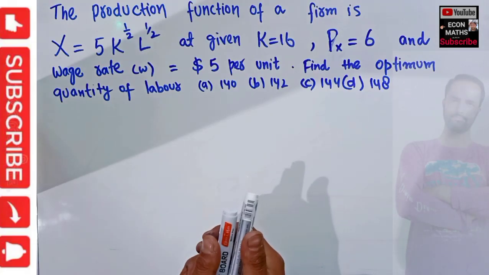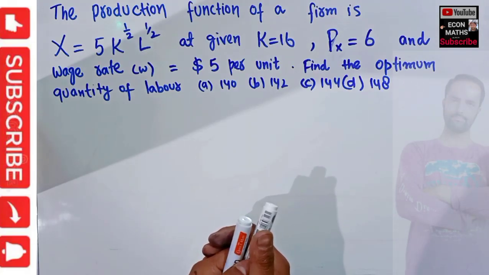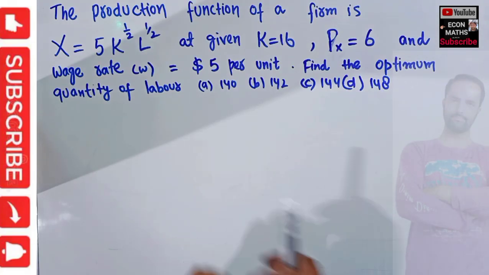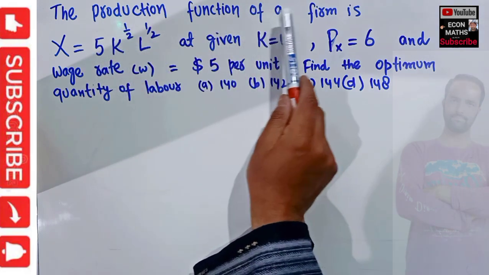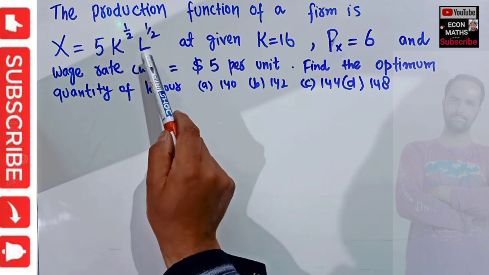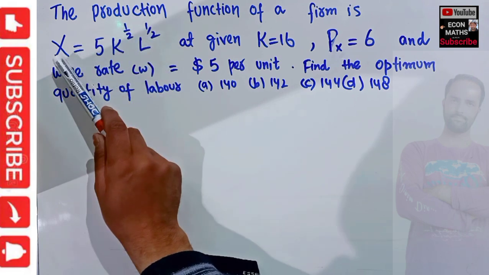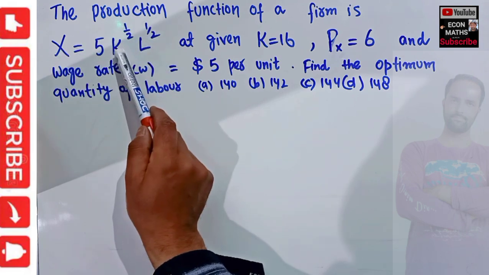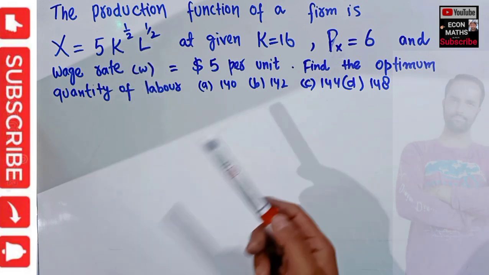In this video, we will learn how to find out the optimum quantity of labor from the given production function. The question is, the production function of a firm is X = 5K^(1/2) L^(1/2). X denotes the output, K is the units of capital, and L denotes the units of labor.